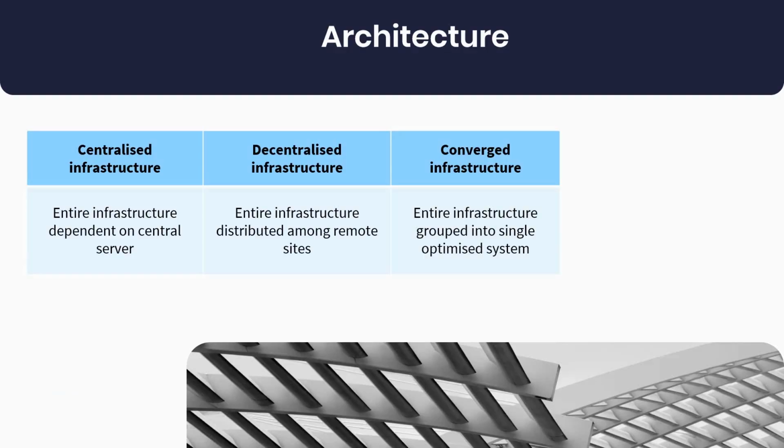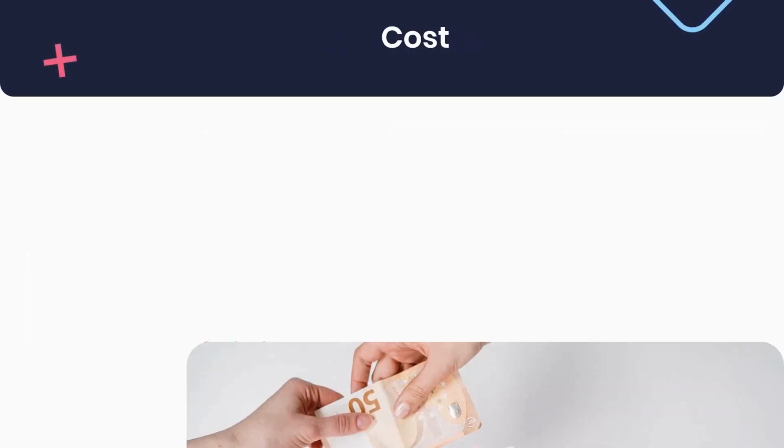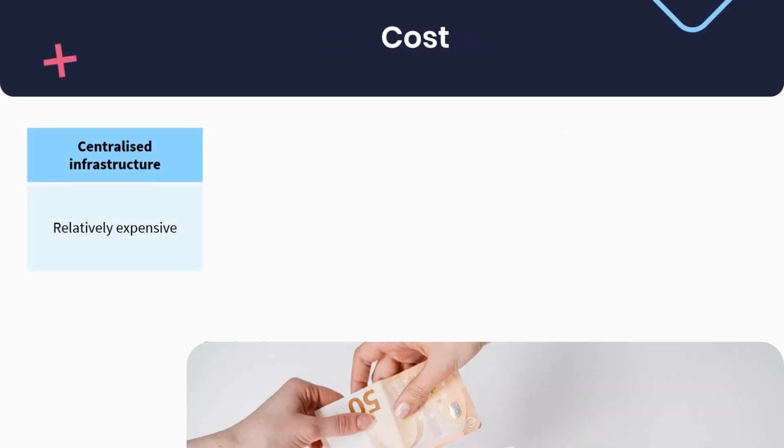The architecture of the hyperconverged infrastructure is just an upgrade of the converged infrastructure, where there is a combination of multiple network devices, server nodes, and storage to form a dedicated storage array hardware within the infrastructure. In terms of cost, a centralized infrastructure requires the centralized node to be of very high specification because it will resolve a huge number of traffic from the remote site.